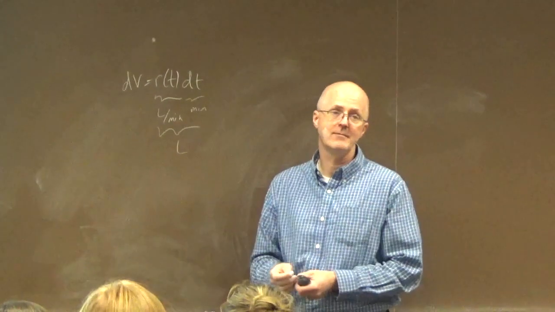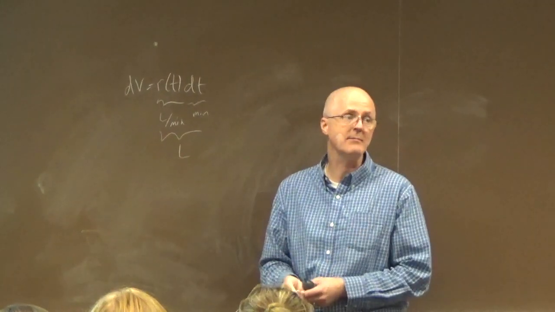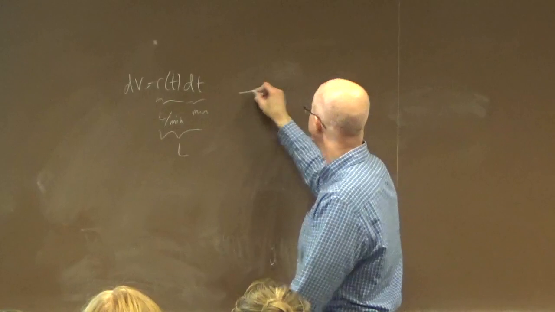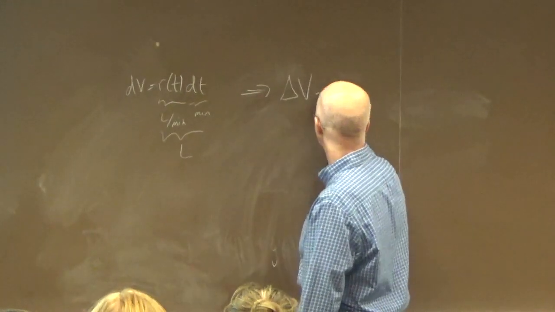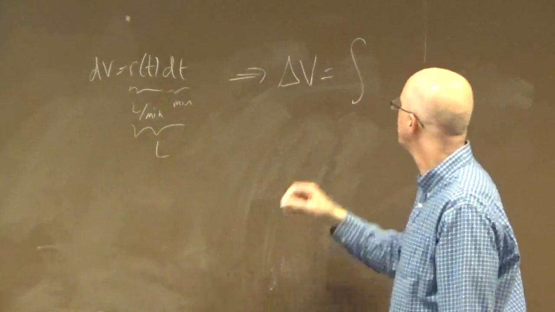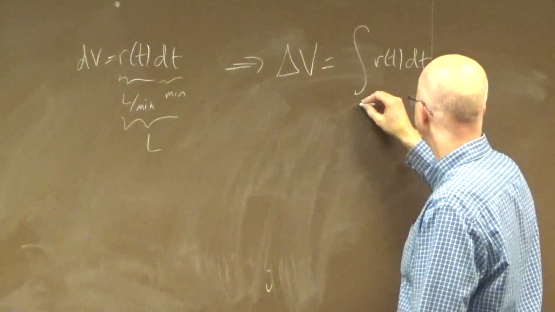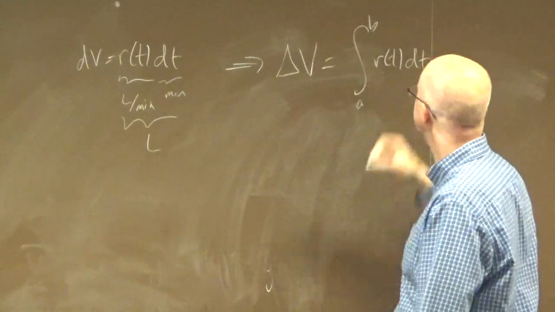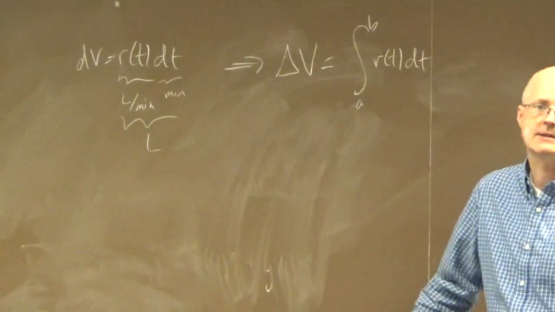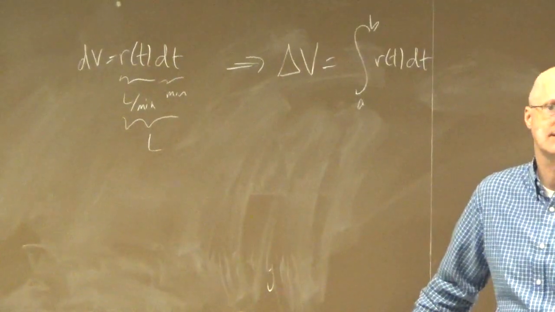When you integrate, it's like you're adding those up to get the total change in volume. The change in volume is the integral of R of t dt over whatever time interval you happen to be talking about, from A to B in general. It's another way to think about the FTC.